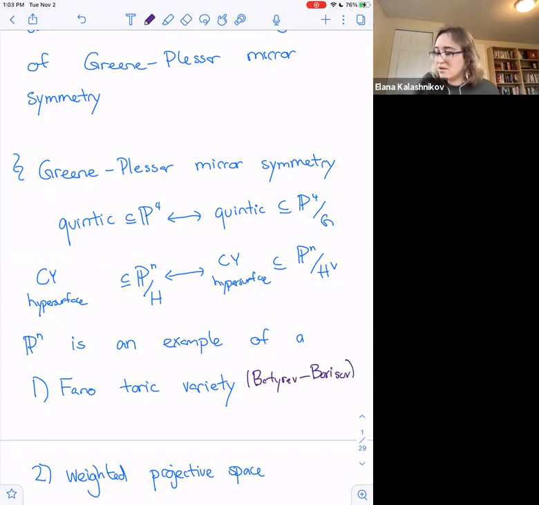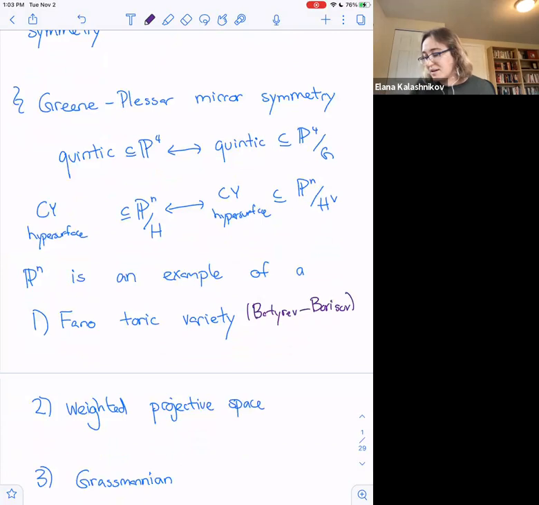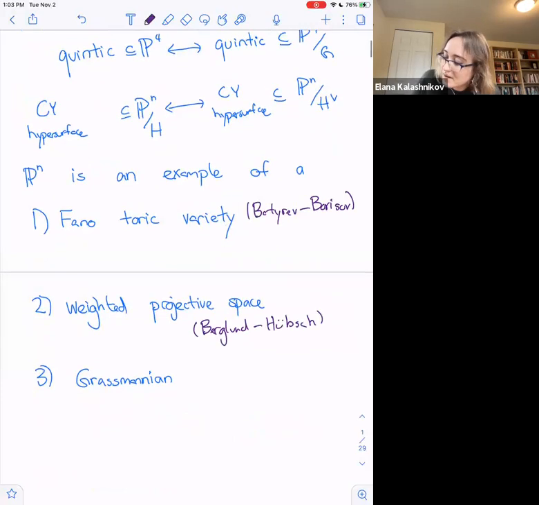And then you could also think of projective space as an example of a weighted projective space. And there the generalization was done by Berglund-Hübsch. And then finally, projective space is, of course, an example of a Grassmannian. And so it's a really natural question to ask, what should this picture look like? Can it be generalized to Grassmannians? And that's what I want to talk about today.